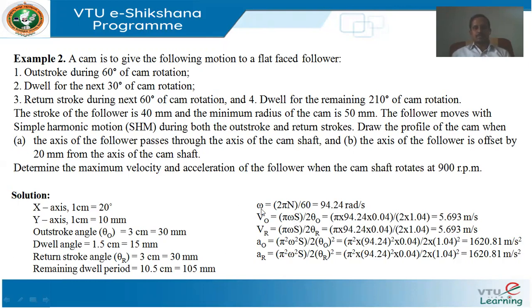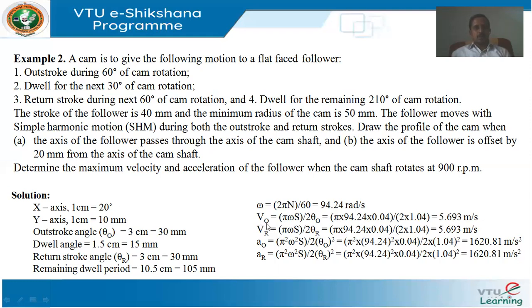Next, we can find the angular velocity, the maximum velocity during outstroke and return stroke, and the maximum acceleration during outstroke and return stroke. Let me see how to find the angular velocity of the cam. The equation is omega equals 2 pi N by 60. Here N is the speed of the cam, that is 900 rpm. Substitute the known values. After simplifying, omega is equal to 94.24 radians per second.